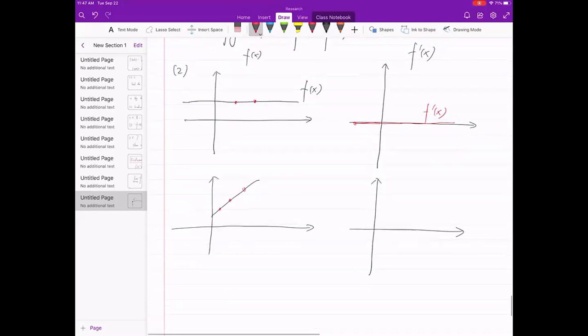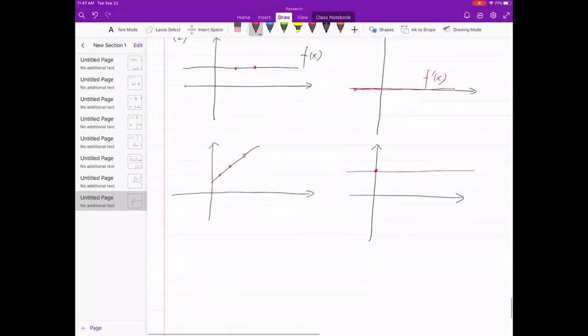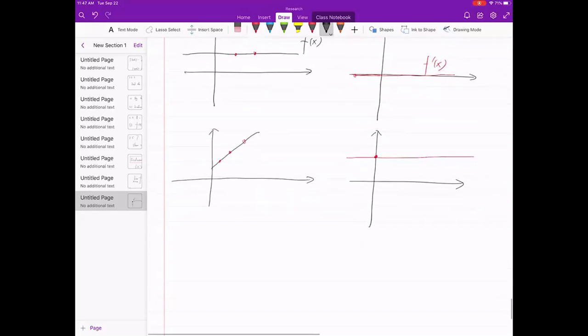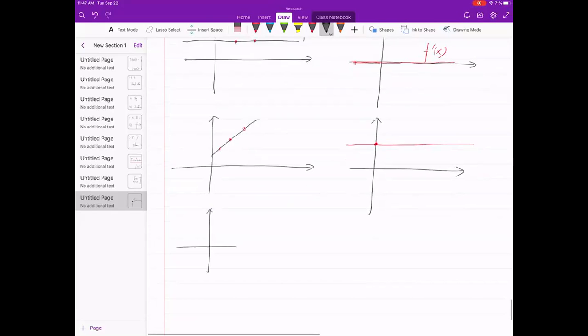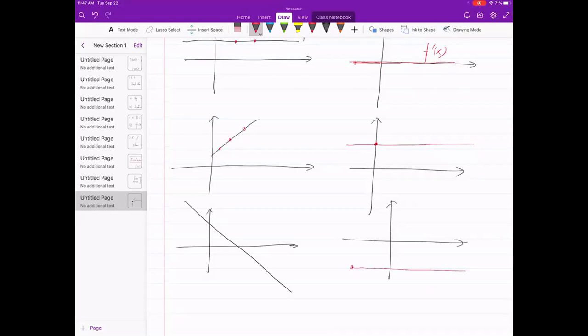Okay, therefore it's still a horizontal line, but this time it's above because it's positive all the time. Similarly, I think you can get the idea. What's the derivative? It's going to be a constant, always negative.